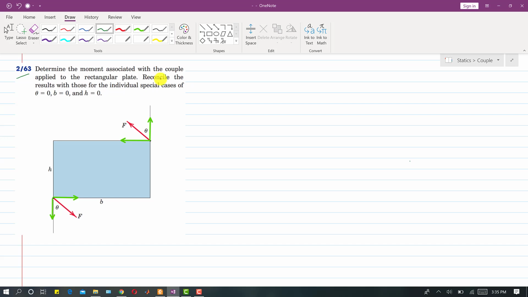And then it says to reconcile the result with those for the individual special cases of theta equal to 0, b equal to 0, and h equal to 0. So this is theta, the force is making theta angle with the vertical, and this is the width of the plate, and this is the length of the rectangular plate, right? So we will write the moment of this force.